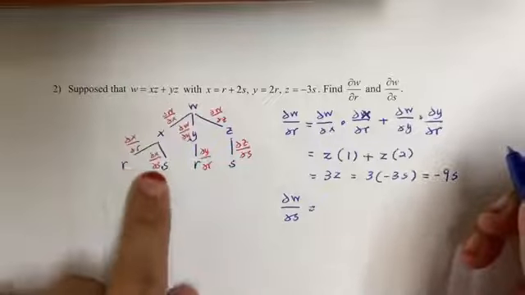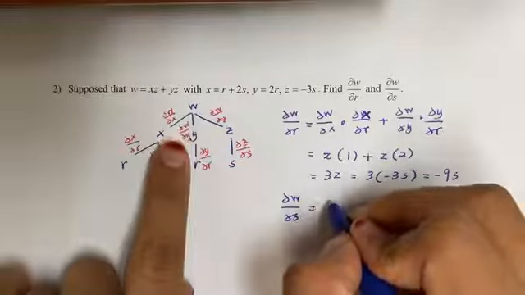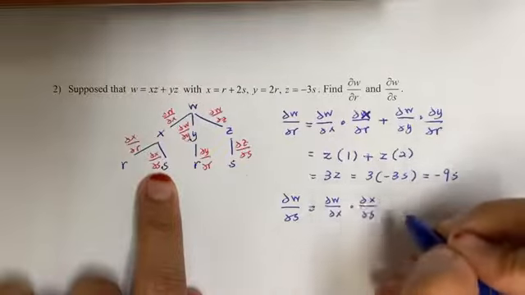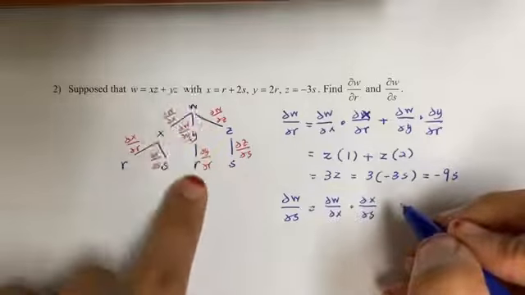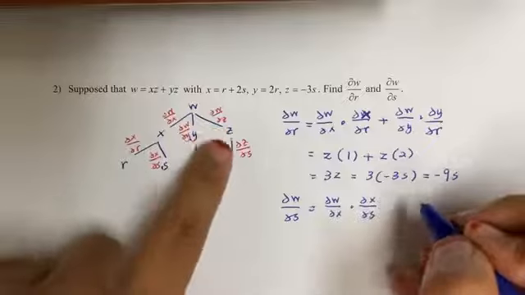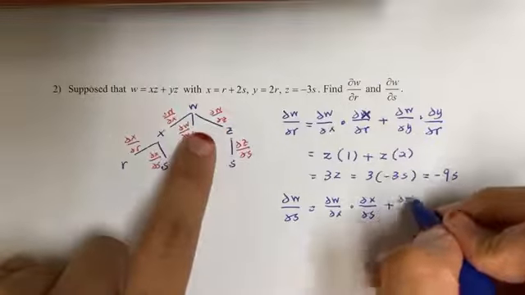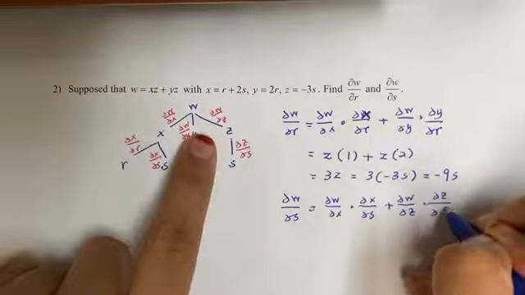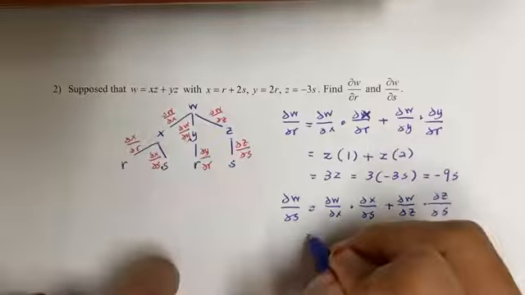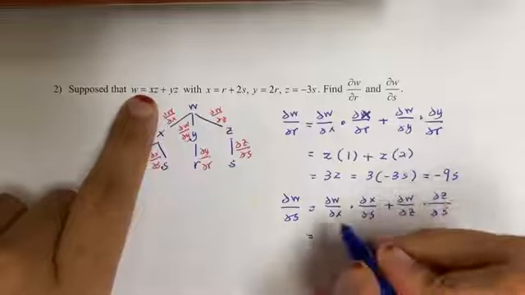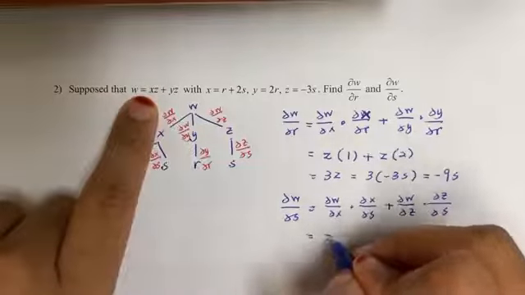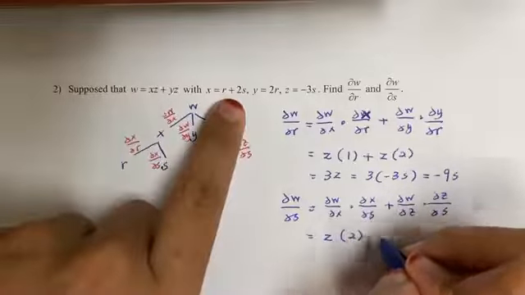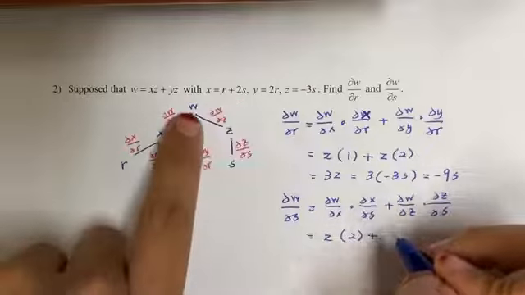For the S, any S here, we have del W over del X multiplied by del X over del S. Then you don't have any S in Y. You just have S in Z. So plus del W over del Z multiplied by del Z over del S. Okay, so this is equal to del W over del X, which is Z, multiplied by del X over del S, so this is 2, plus del W over del Z.